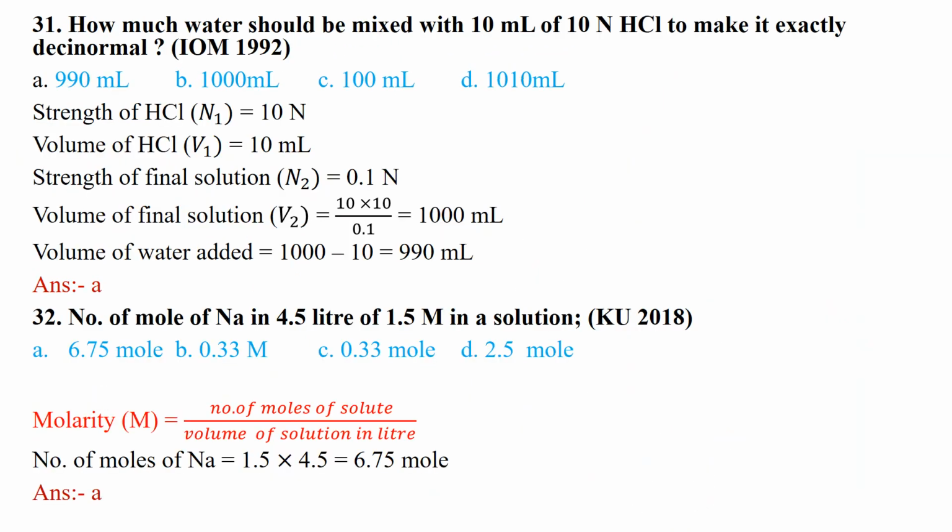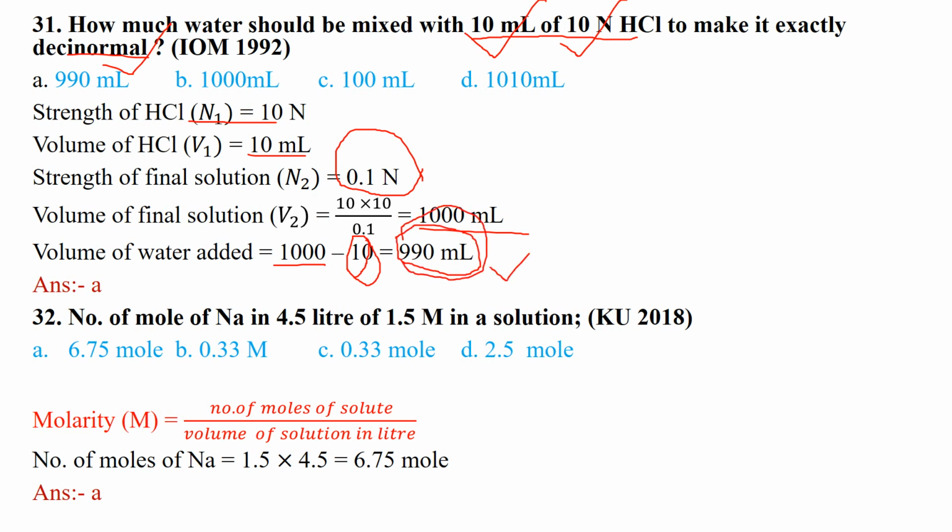Next question. How much water should be mixed with 10 ml of 10 normal HCl to make it exactly decinormal? Decinormal means N by 10, that is 0.1 normal. The strength of HCl given is 10 normal, and 10 ml is the volume of HCl. Then the final volume of the whole solution will be 1000 ml. Then we have to subtract the initial volume of the HCl solution from this 1000 to calculate the amount of water added, that is 990 ml, right?